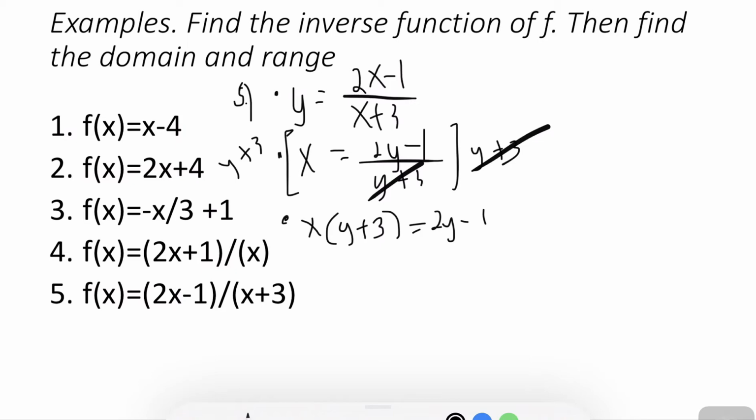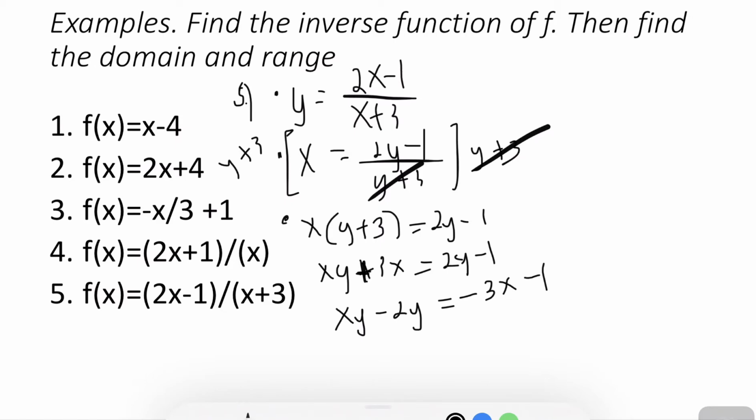Okay, and then distribute: xy plus 3x is equal to 2y minus 1. And let's group all the terms with y. So xy minus 2y. As for 3x, I can transpose that one, so negative 3x minus 1. So common factor y: (x minus 2) times y is equal to negative 3x minus 1.